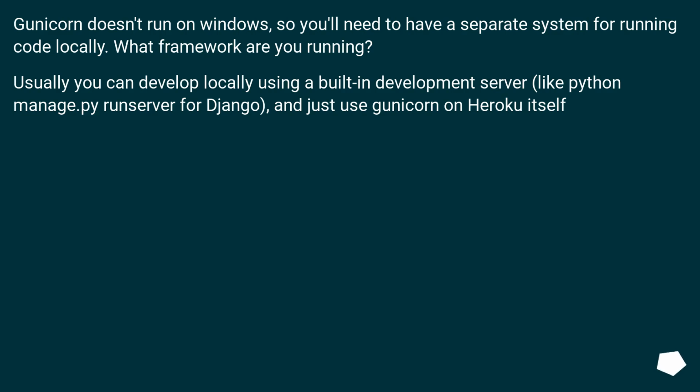Gunicorn doesn't run on Windows, so you'll need to have a separate system for running code locally. What framework are you running? Usually you can develop locally using a built-in development server, like Python manage.py runserver for Django, and just use Gunicorn on Heroku itself.